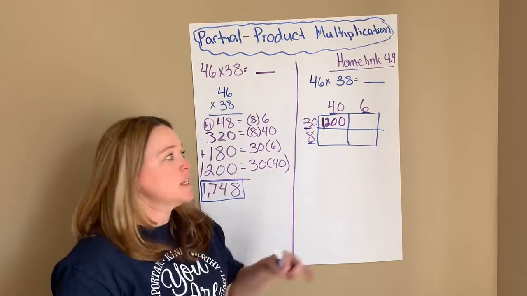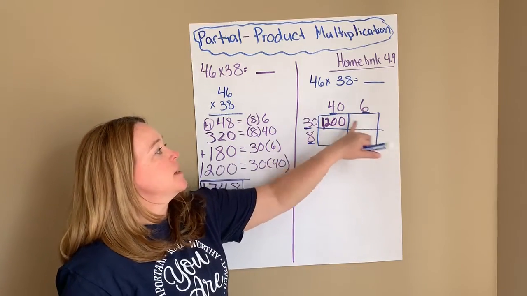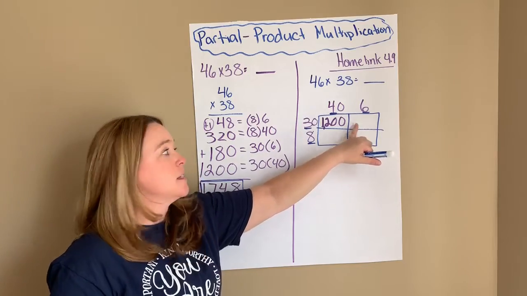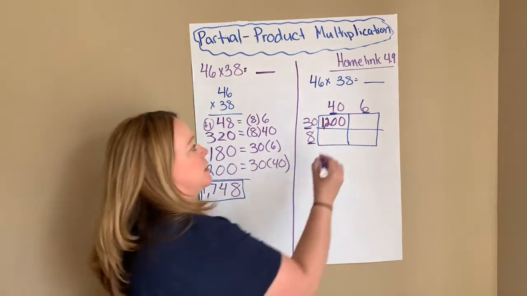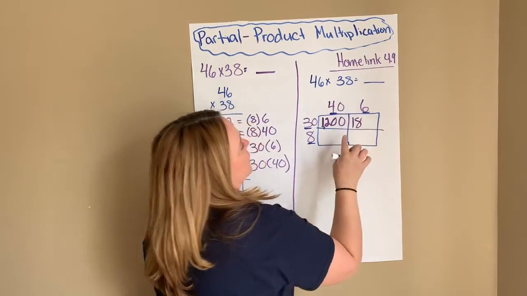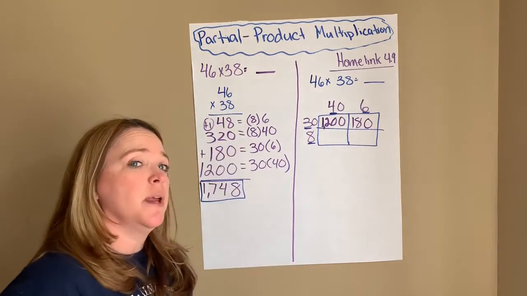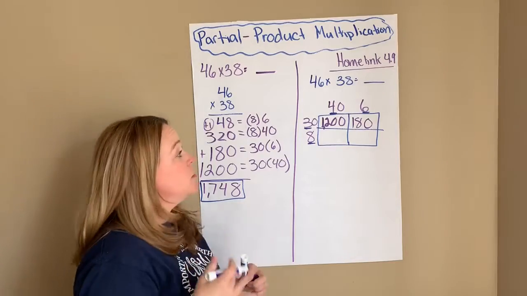Now I'm going to move on to the next box. I have to multiply my 6 and my 30. Again, I'm just going to focus on my basic facts. And in this case, it's 3 times 6 is 18. I know that I have 1 zero to add, so the product ends up being 180. Right, I'm going to move on to the next box.